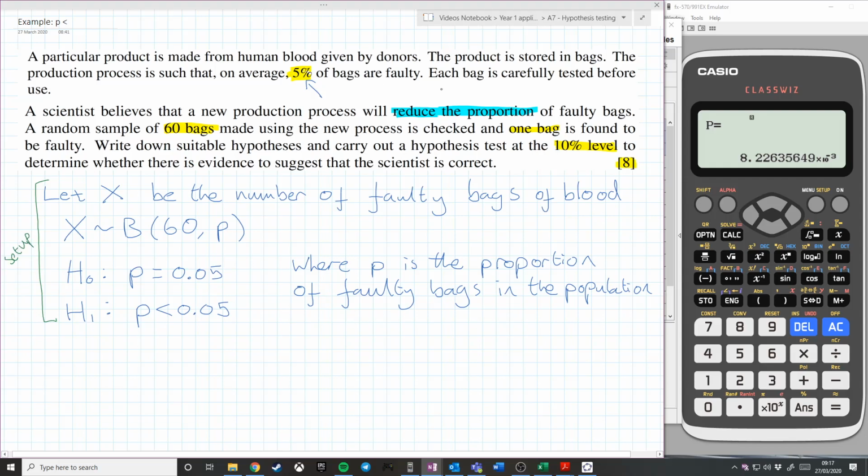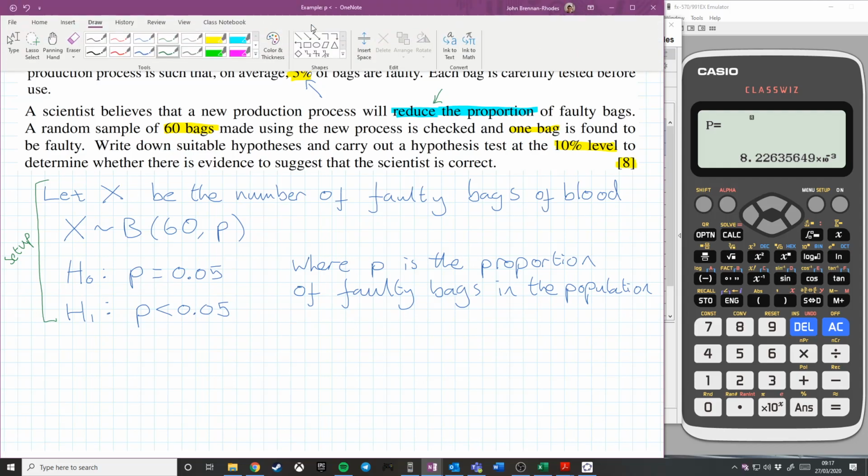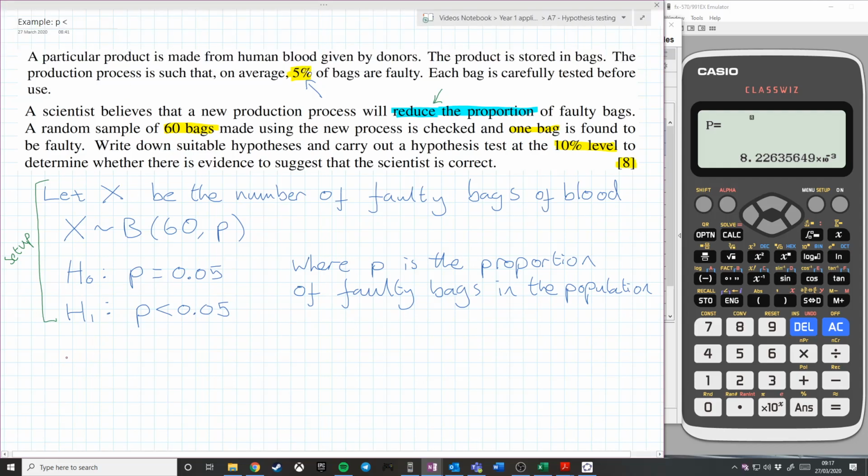I'm going to come back in a bit and talk about what words help you decide whether it's greater than, less than, or not equal to. I'm going to come back to that in a second. I'm now going to move on to the test part. So I need to find the critical region for this test, or I need to do the p-value method. I'm going to do both. So I'm going to start with the critical region method. You don't have to do both of these, and in this question, it doesn't matter which one you do, but it sometimes does ask you.